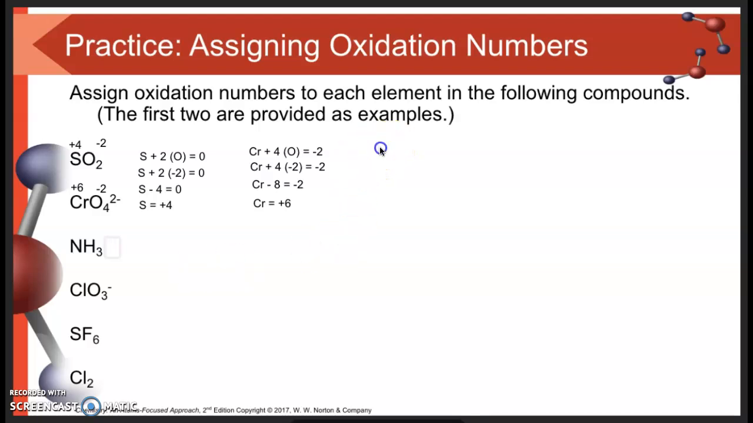I'll do another example. Nitrogen plus 3 hydrogens is equal to 0 charge. Nitrogen plus 3 times positive 1, since hydrogen is reacting with a nonmetal, it'll have a positive 1 charge. Nitrogen plus 3 is equal to 0, and so nitrogen must be negative 3. So the oxidation state on the nitrogen is negative 3. The oxidation state for each hydrogen is positive 1.